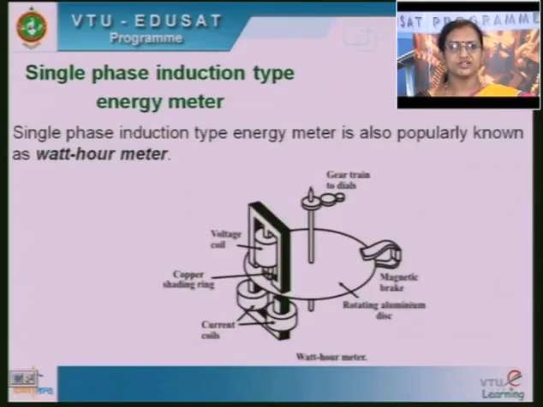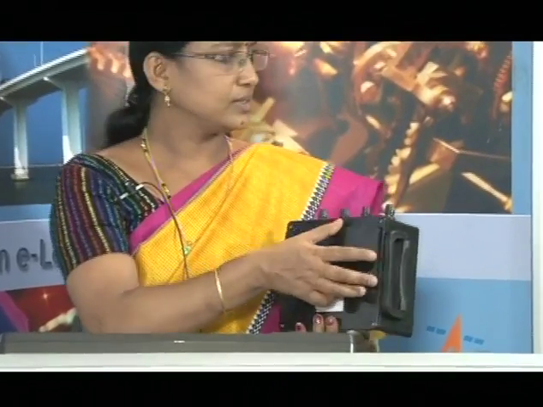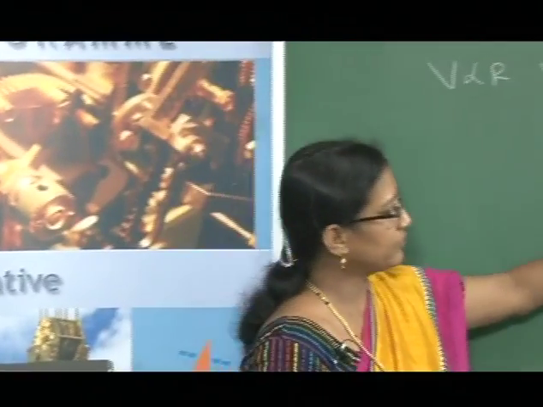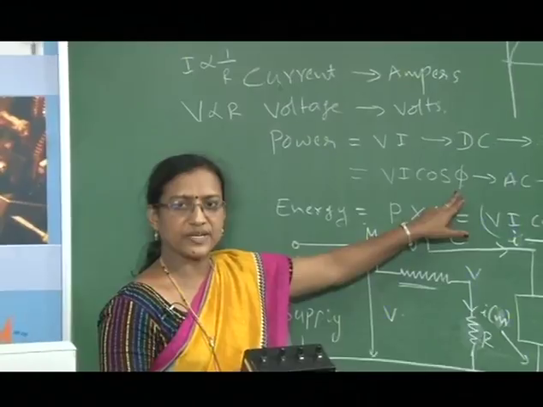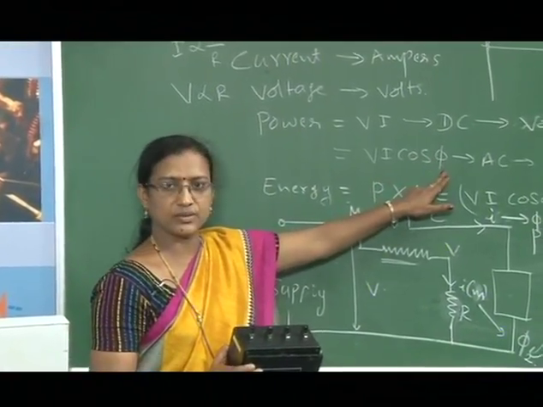Before going to the single phase induction type energy meter, I will show you how exactly the wattmeter looks. So, this is the wattmeter. I have brought the wattmeter, that is a unity power factor wattmeter. Since here you are considering the term VI cos phi, this cos phi represents the power factor. You can't expect this cos phi to always be equal to 1.